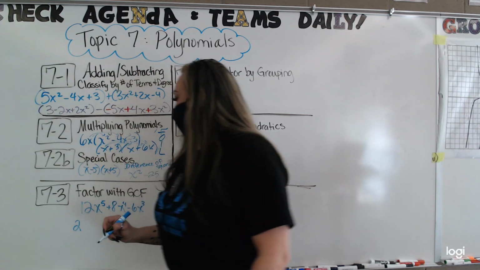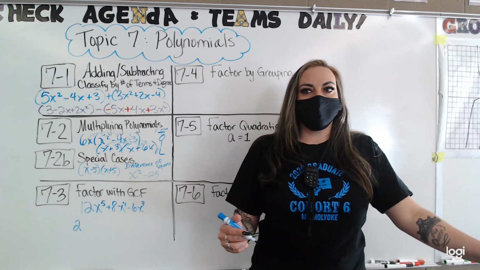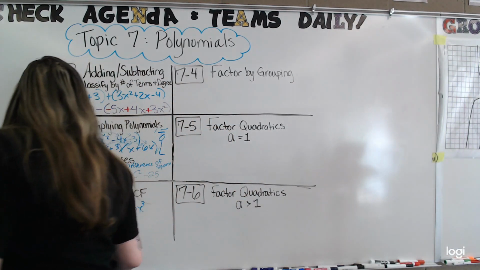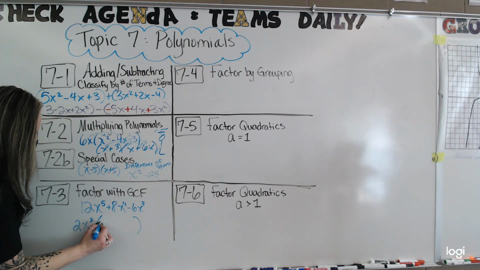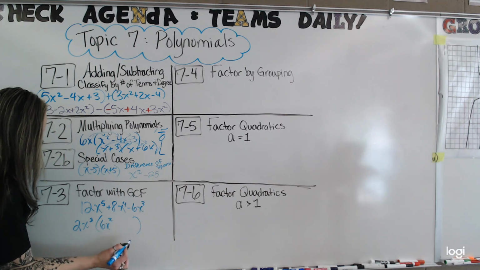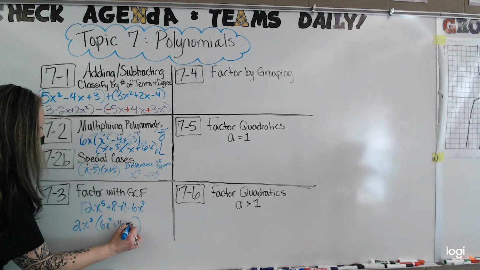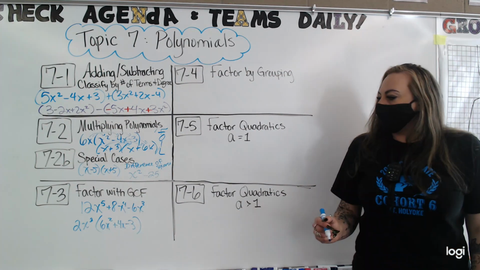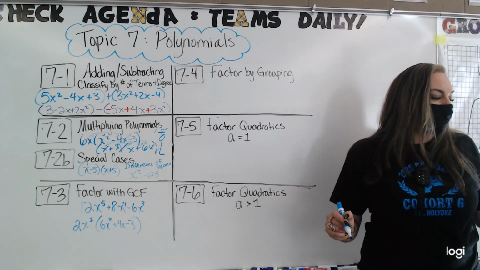And do they all have variable? Yeah. What's the least amount that they all share? 3. Or the greatest amount, sorry. 3. So you can pull out 2x cubed. And then what do we need as our product in order to get back to the original? We would need 6x squared plus 4x minus 3. Good.